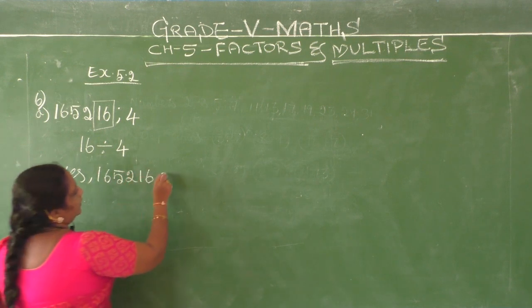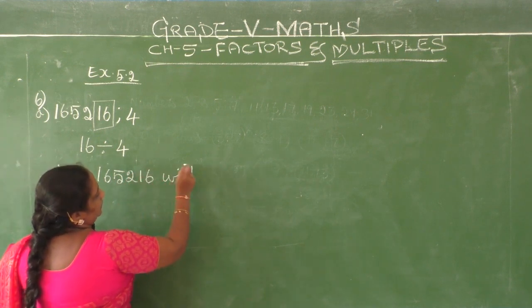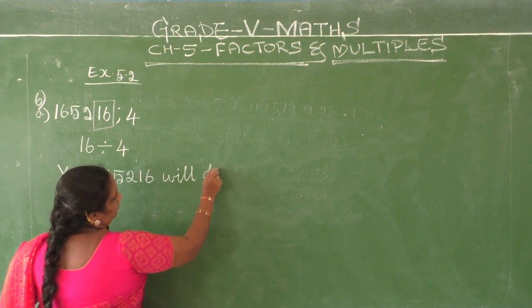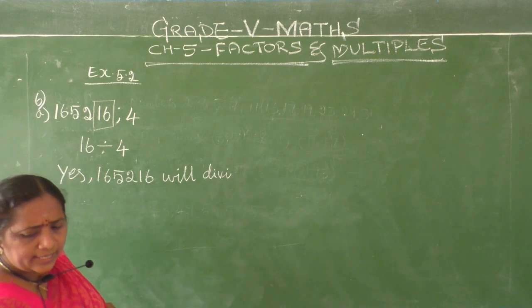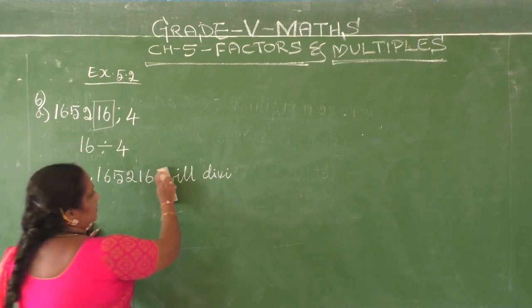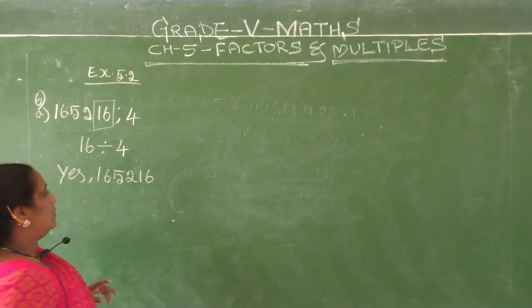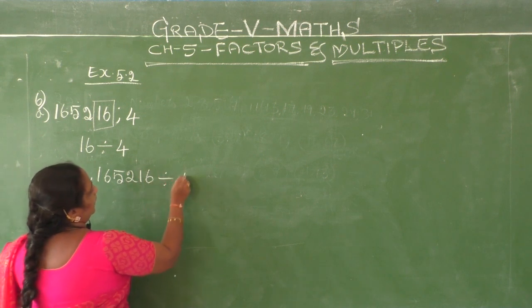1,65,216 is divisible by 4. Otherwise, no need to write this sentence; you can just write yes and use the symbol, divisible by 4. That's all.